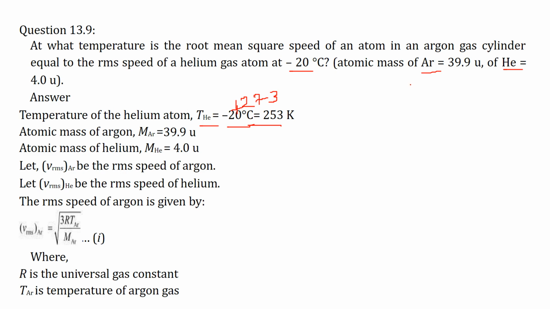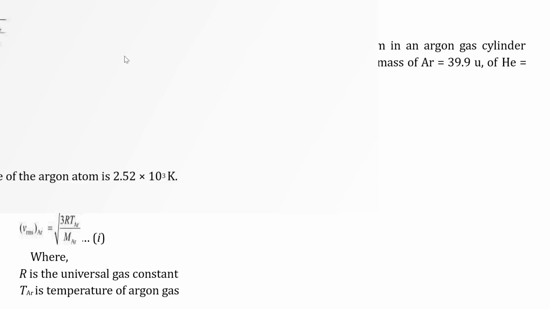This is the temperature of the helium atom. Now atomic mass of argon and atomic mass of helium is given to us. We'll write it as it is. Now let this V_RMS, that root mean square velocity, be the RMS speed of argon, and the subscript He we use for helium. Now the RMS speed of argon is given by what? V_RMS argon will be under root 3RT by capital M. See, this is not k. When we use capital R, we have to use capital M. This R is the universal gas constant. This T is the temperature of the argon gas.